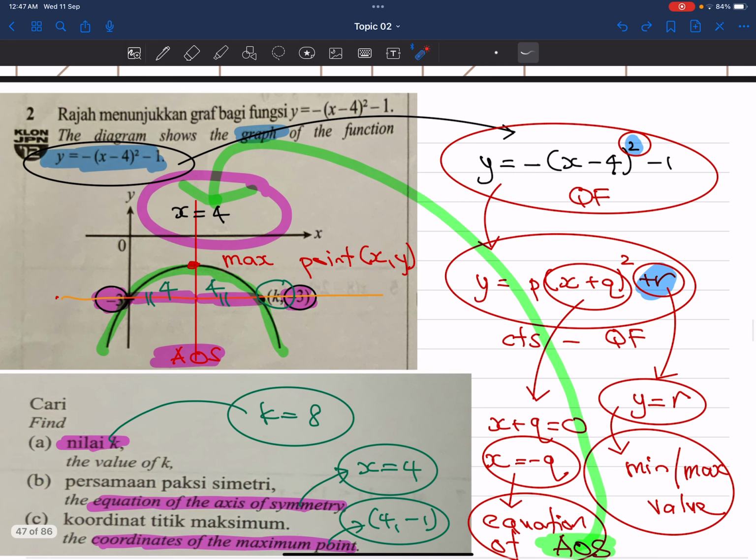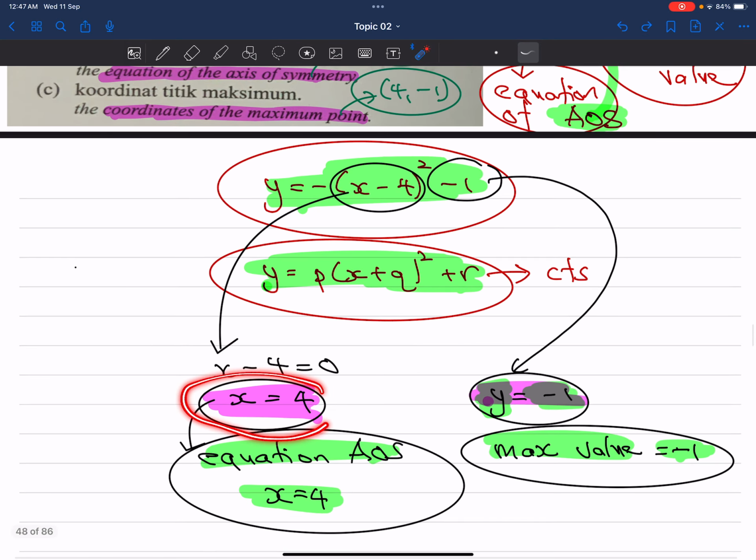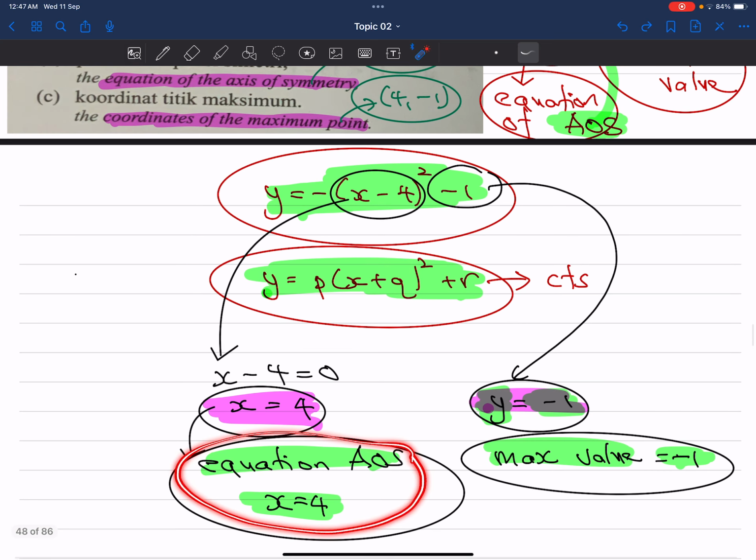Whereas, the equation of the axis of symmetry and the coordinate of the maximum or minimum point, we already got.